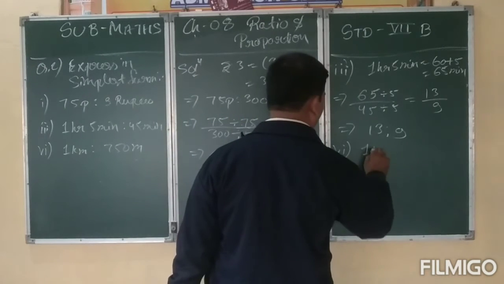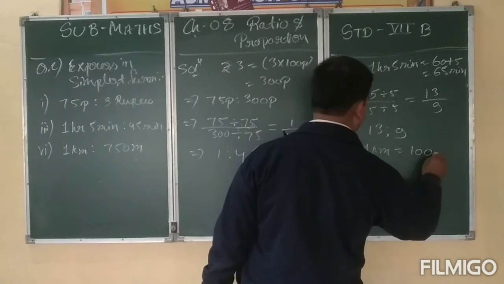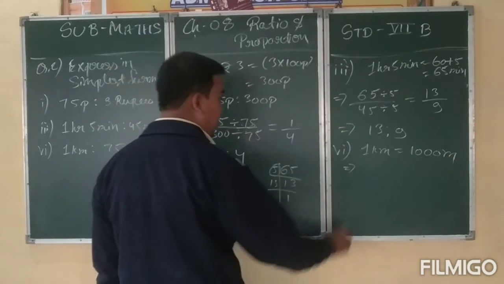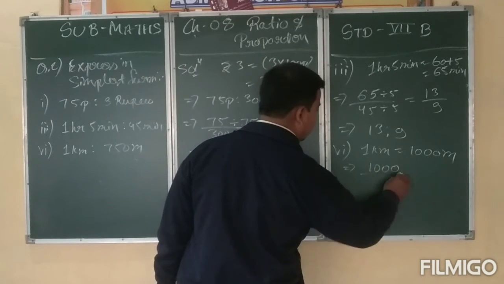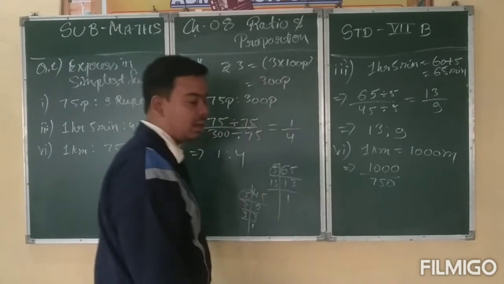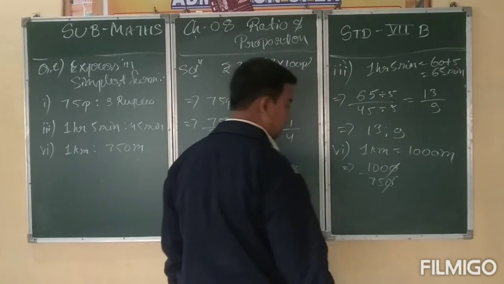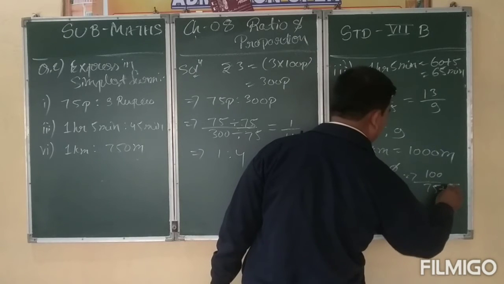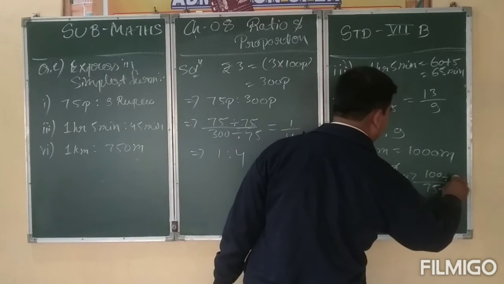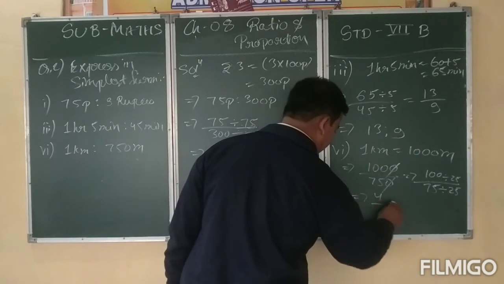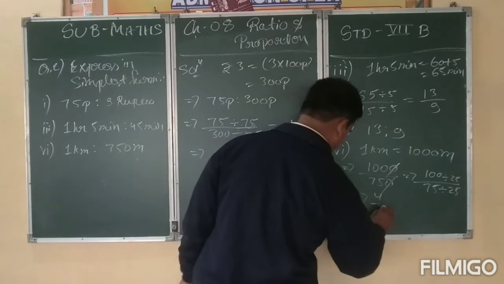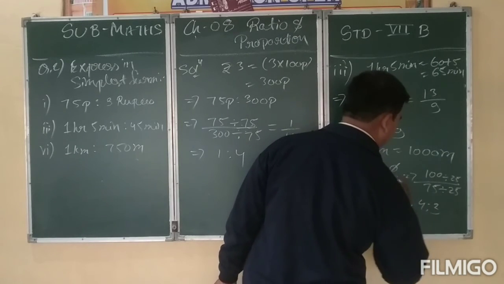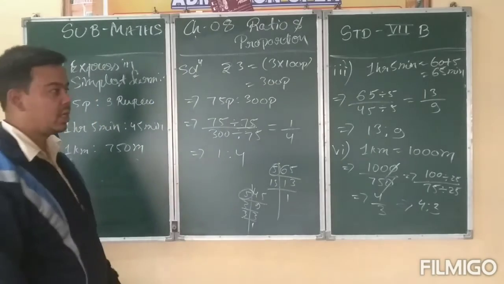1 kilometer means 1000 meters. Ratio 750 meters. So 1000 to 750 meters. Cut the 0s, 0 0 cut. Then 100 plus 25, 25. 25 4s are 100, 25 3s are 75. 4 ratio 3. Clear everyone?